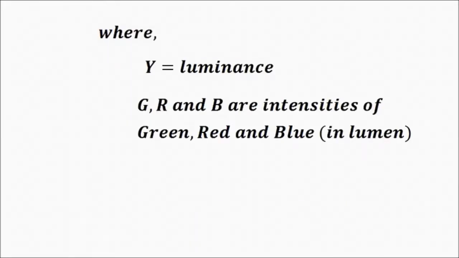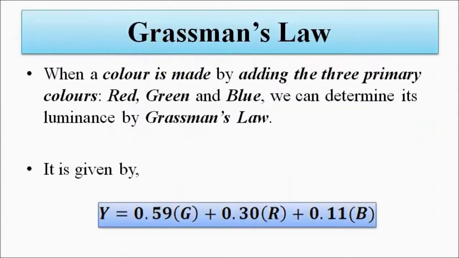So here Y is the luminance of the secondary or complementary color, and G, R and B are the intensities of green, red and blue, the primary colors, in lumen. So this is Grassmann's law.